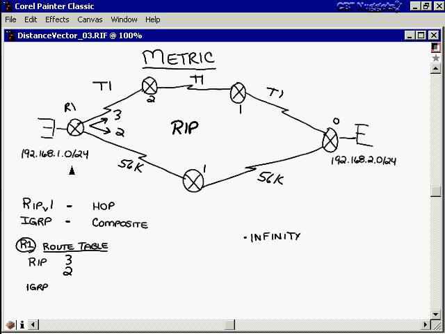If I use IGRP and I run my composite metric here, I'm going to come up with a number, and I'm going to pull a number out of the air for the sake of our discussions. Let's say that a 56K link comes up to 30 as a metric. Same here, I get 30 as well. And let's say here that I get a metric on a T1 link of 10 because it's much faster. 10 on this link and 10 on this link.